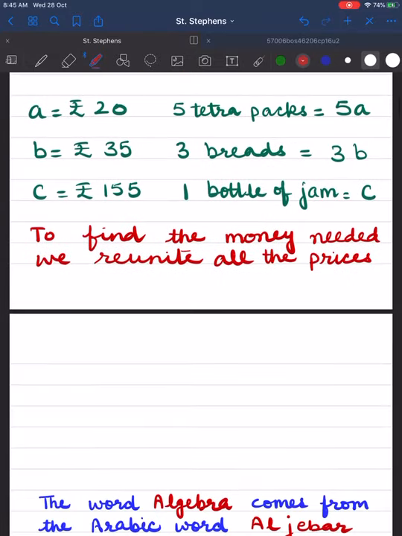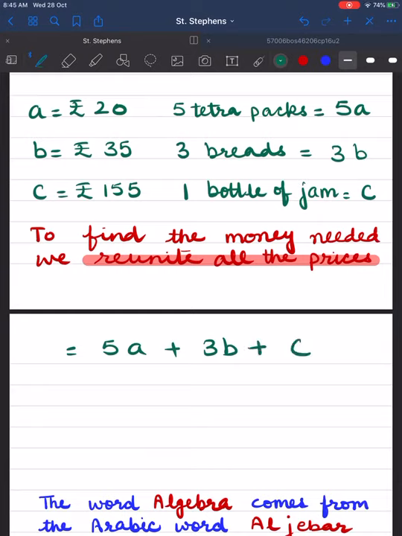To find the money needed, we reunite all the prices. And we get here 5A plus 3B plus C. And we replace A by its price, which is rupees 20, B by rupees 35, and C by rupees 155. So let's write 5 into 20 plus 3 into 35 plus 155.